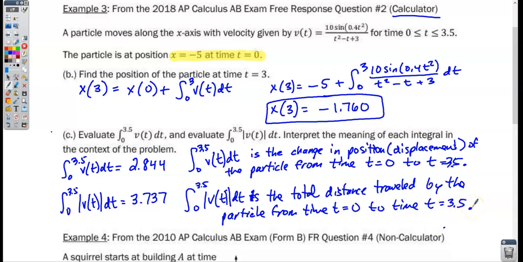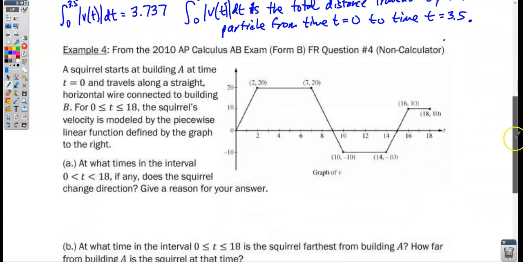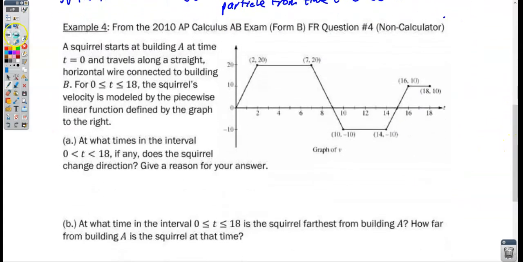Again, if we had any units given here, we would need those in our interpretation as well, but we don't have any, so we don't need any. All right, example 4 should be our last example for this lesson.